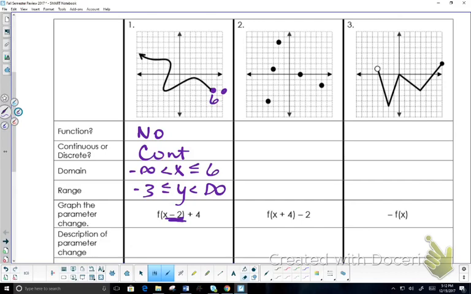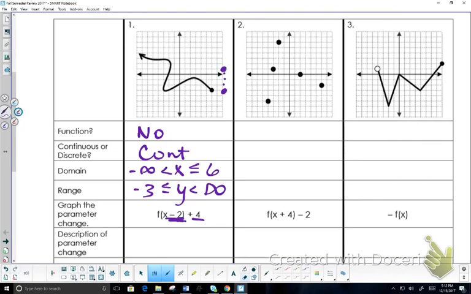What I want you to think about is if it's on the inside, and it's adding or subtracting, then it's going to move left or right. If it's multiplying or dividing, then it's going to stretch or compress, okay? That would be when you multiply your values. So this on the inside is going to move right 2, and then this is going to make it move up 4. So that would be 1, 2, 3, 4. So that point is going to move to there.